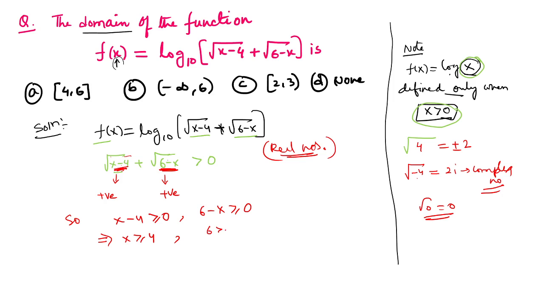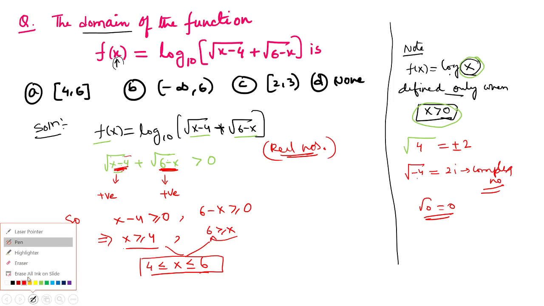So x is greater than or equal to 4, and x is less than or equal to 6. If you combine these, x lies from 4 to 6.